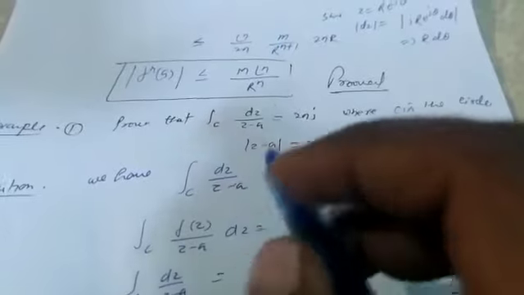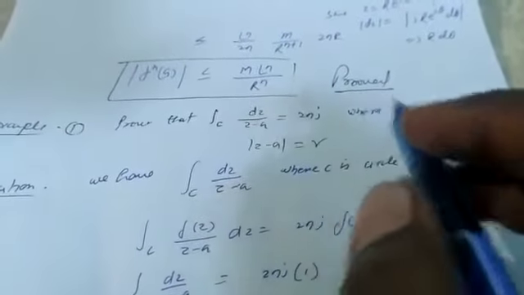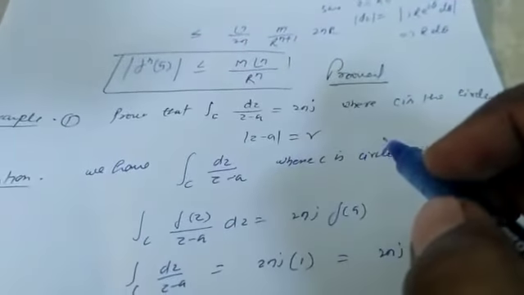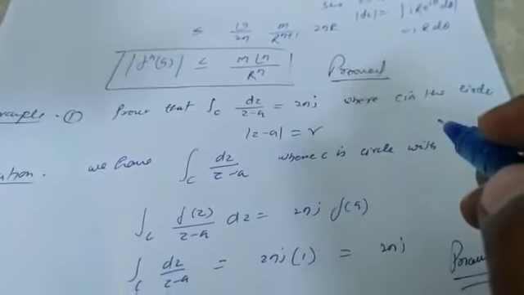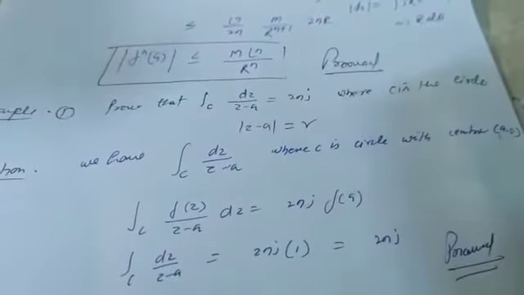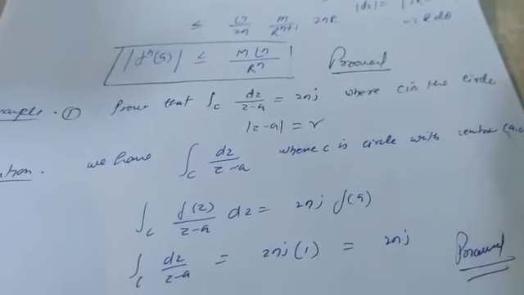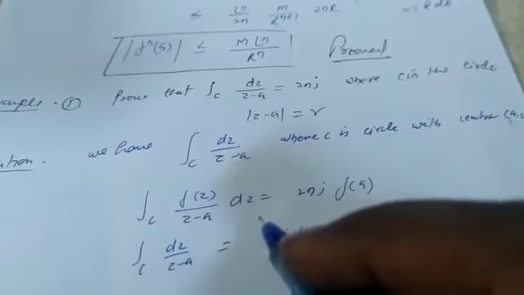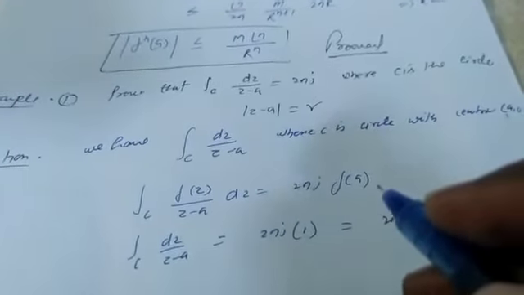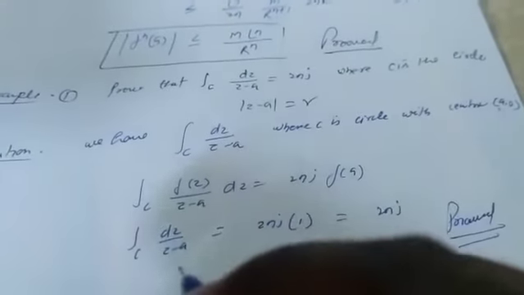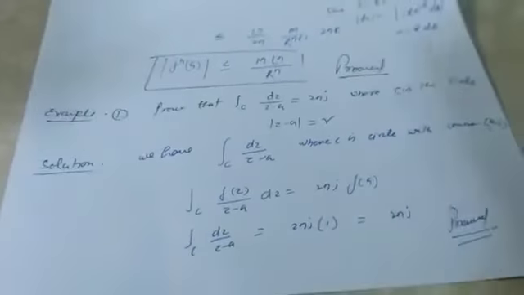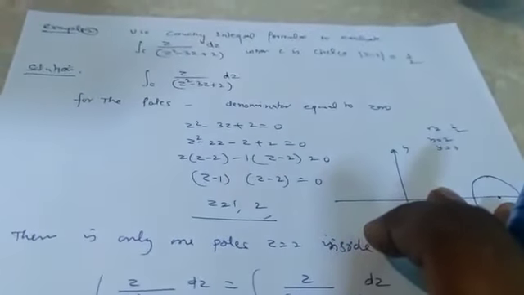The first example is: prove that ∮_C dz/(z - a) = 2πi, where C is the circle |z - a| = r, meaning radius is r, center point 0, 0. Then we know the formula ∮_C f(z)/(z - a) dz = 2πi f(a), where f(a) = 1. Then ∮_C dz/(z - a) = 2πi · 1, meaning 2πi. Prove that.